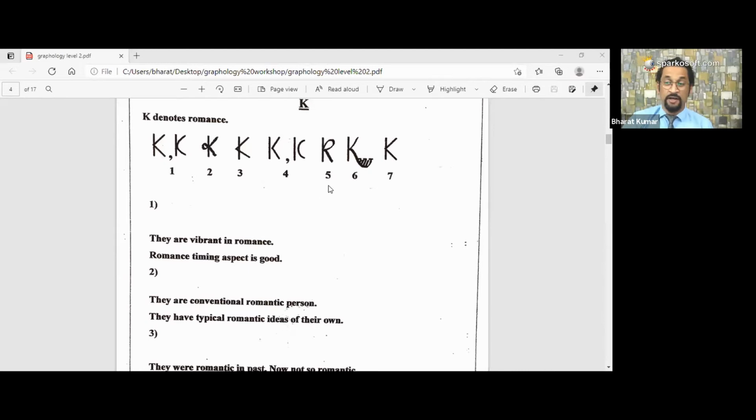Check it. Now you can check the fifth kind of K. This K is generally observed in the handwriting of adults or youngsters actually. You know, youngsters are always in the flow of romance. So this kind of fifth K can be observed. They have a good flow of romantic ideas and romantic behavior. They are good in romance. So this kind of K is generally observed in young age people.